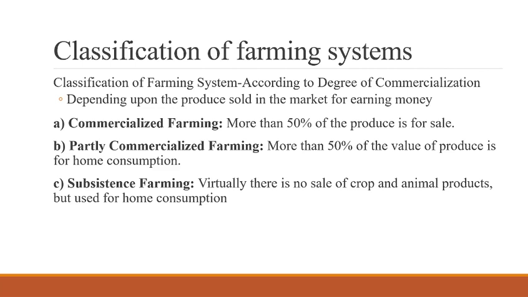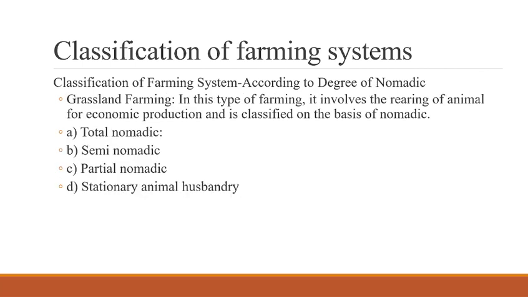Another classification is according to the degree of nomadic. This is whether people are moving from one area to another for farming, especially livestock farming. Here, we are talking of grassland farming. This is the type of farming which involves the rearing of animals for economic production, and it is classified on the basis of nomadic.